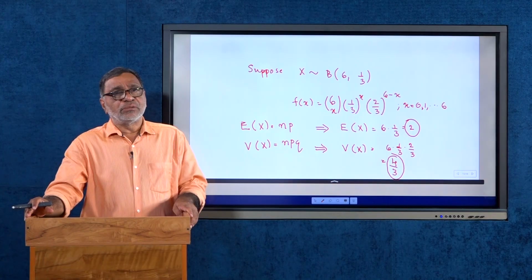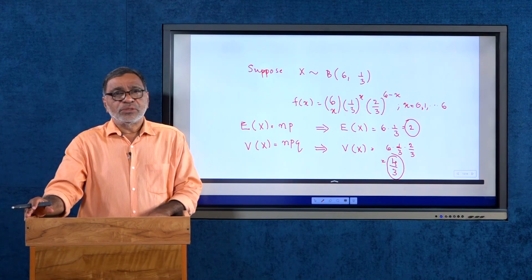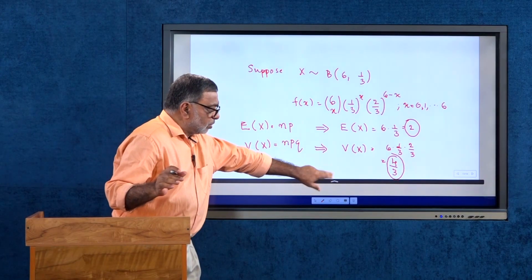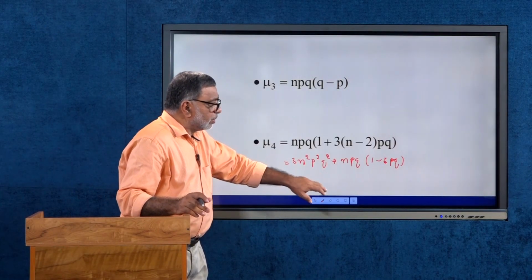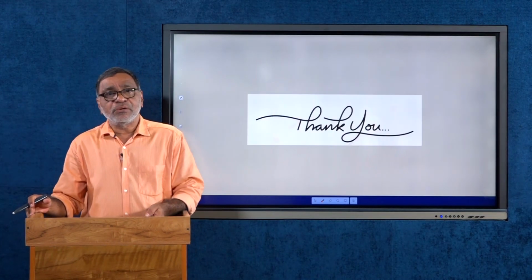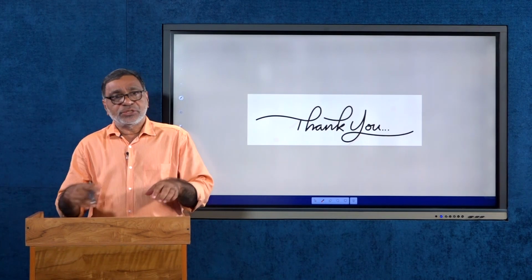And with this we wind up this session, and we will discuss the moment generating function and other recurrence relationships between the central moments, etc. in the next session.